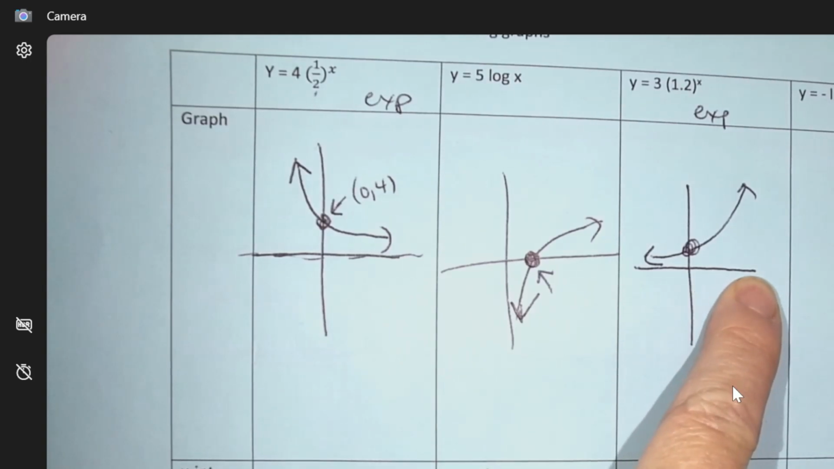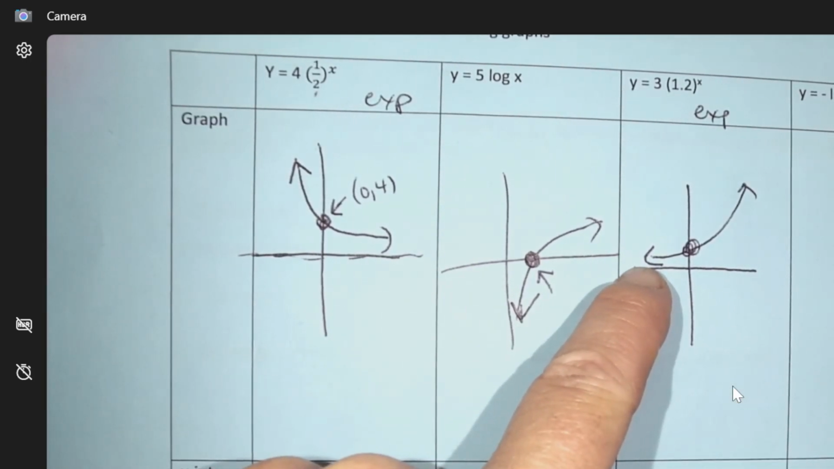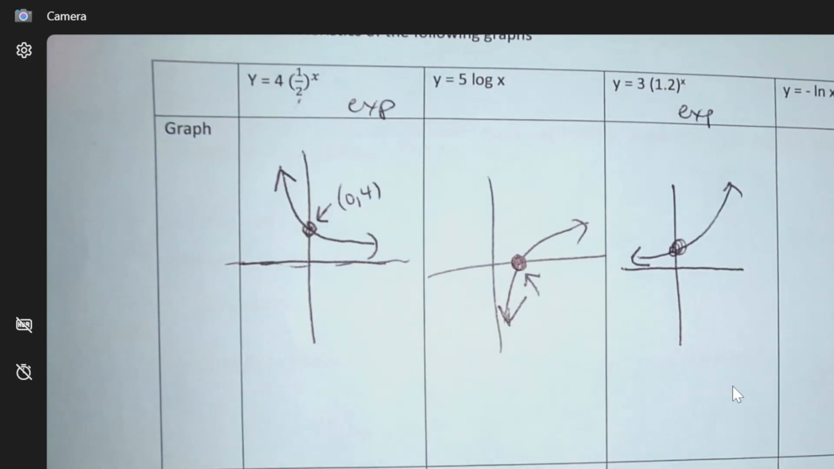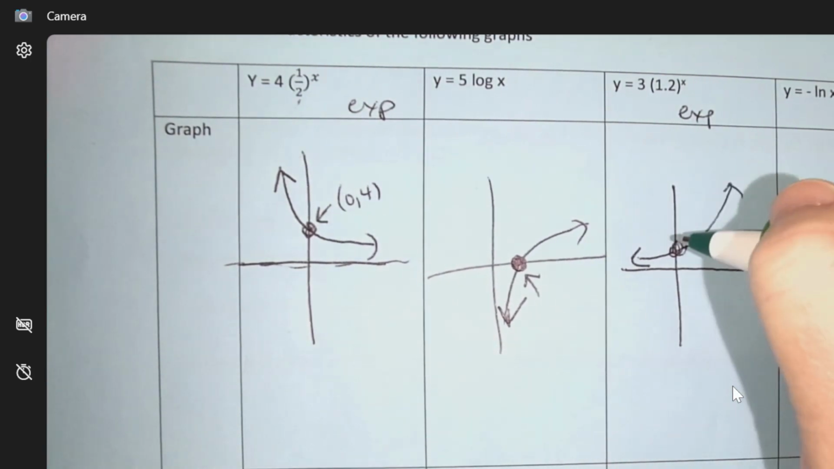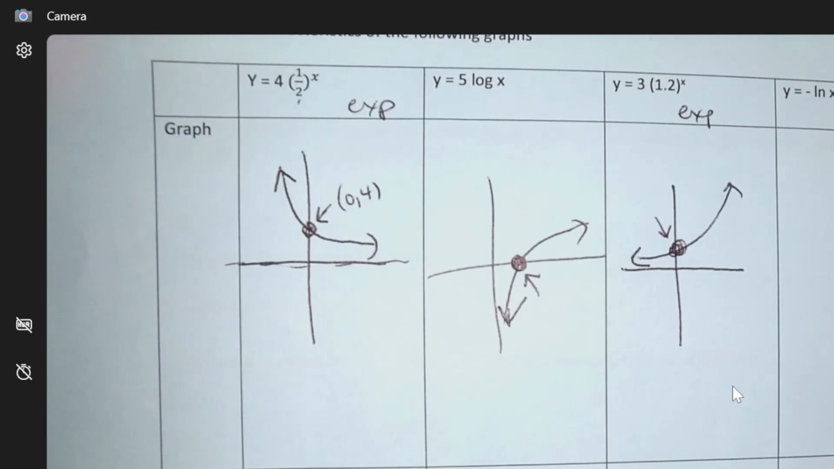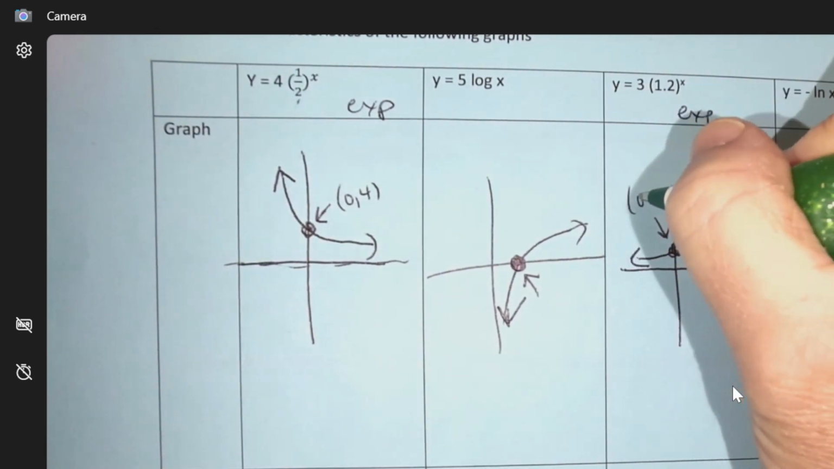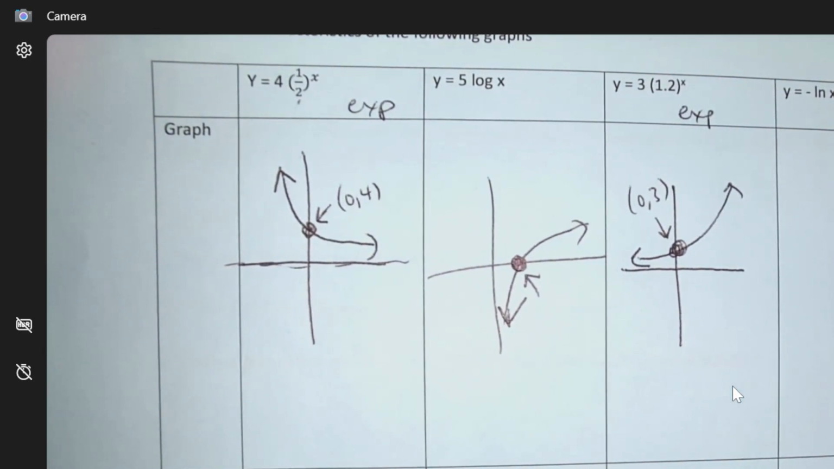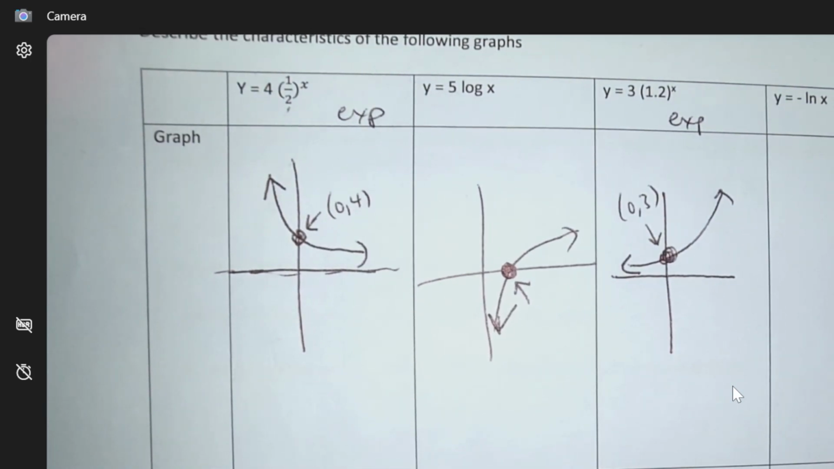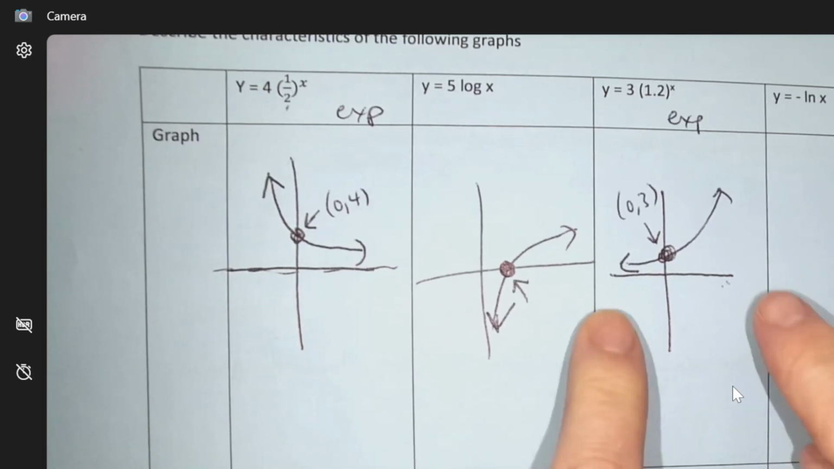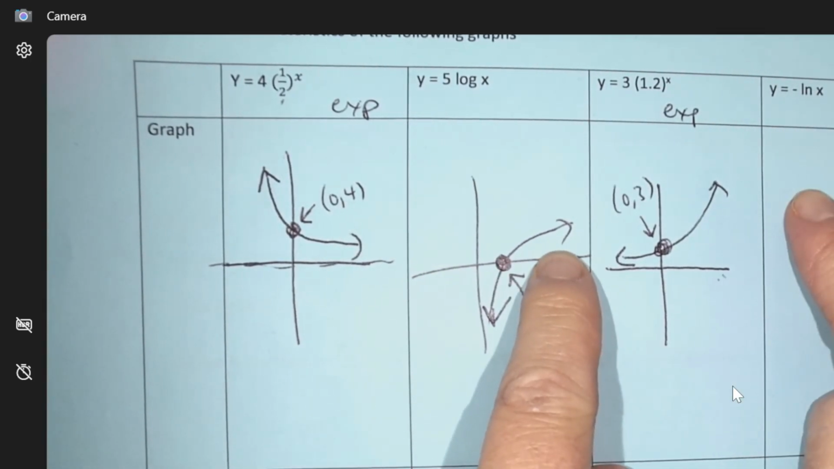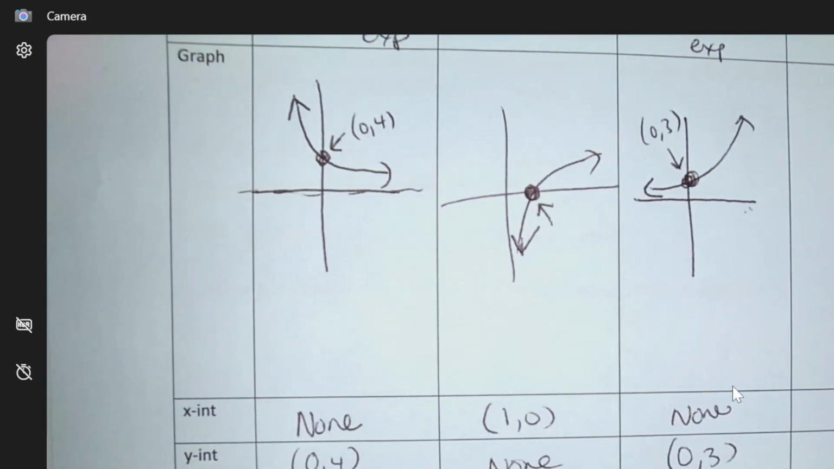X-intercept, so on the x-axis, nope, never. None. The y-intercept, is it at 1 or elsewhere? It's at 3. Range, the height, you don't go everywhere with height, you stop at 0. Height stops at 0. Domain, going out sideways, you're going to go forever sideways. Left to right.